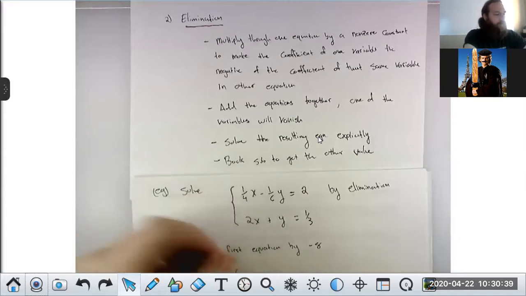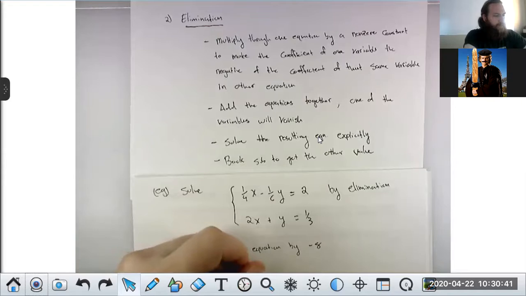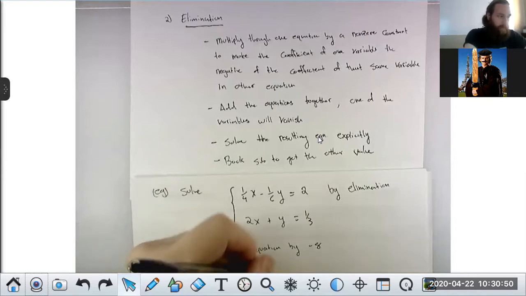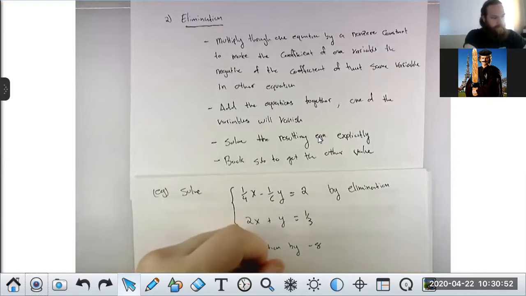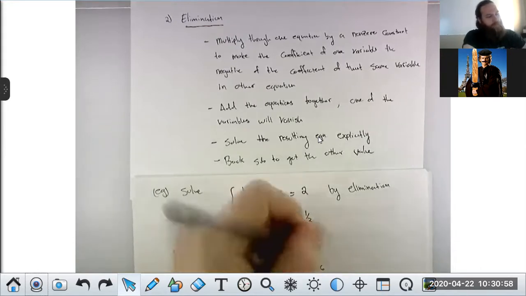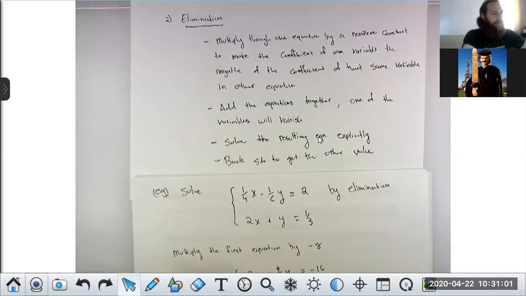-8 times +1/4 is -2, so that's -2x. Negative 8 times negative 1/6 is positive 8 over 6, which is the same as positive 4 over 3. And negative 8 times 2 is negative 16. And the second equation I leave alone. I don't do anything to him in this step.